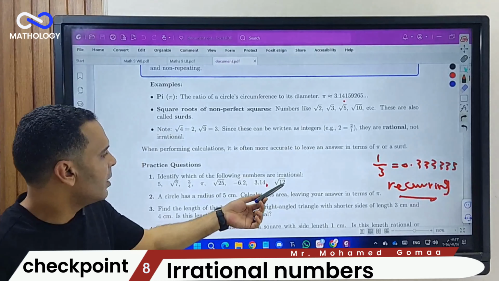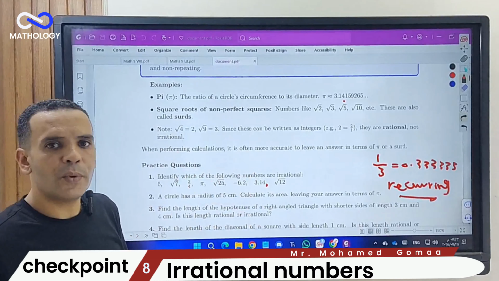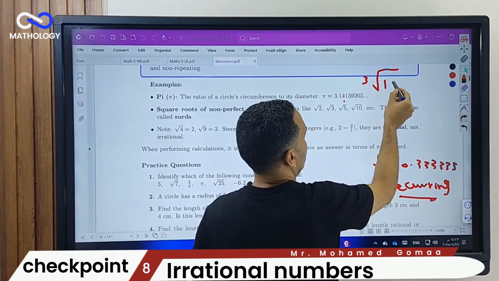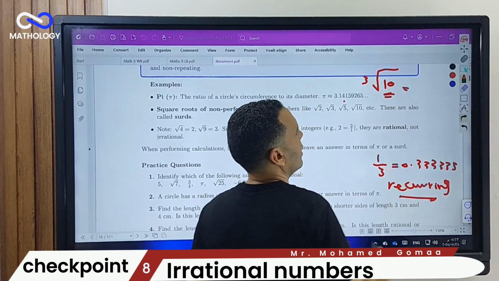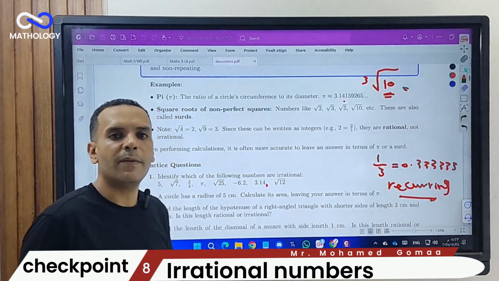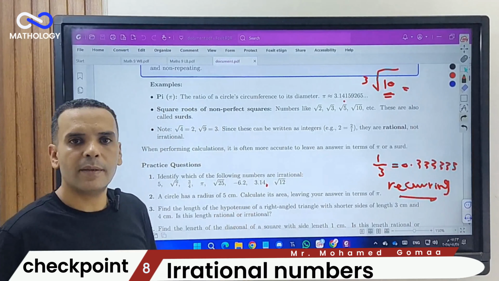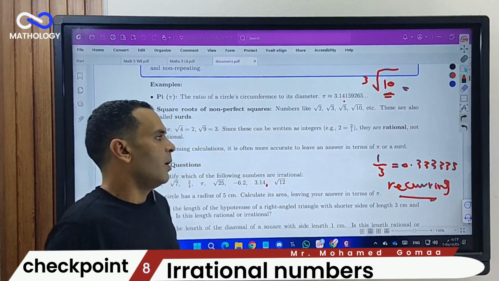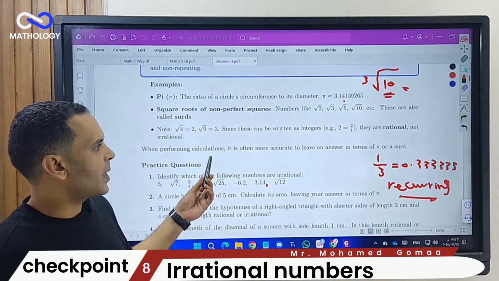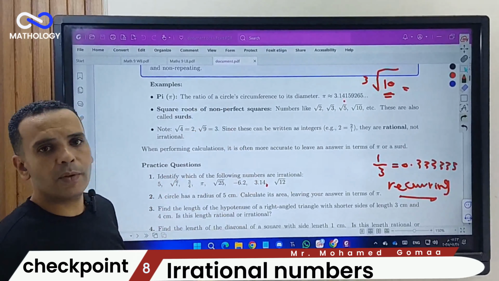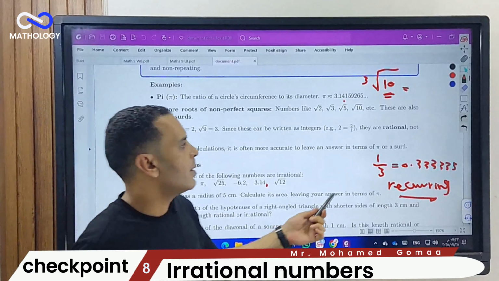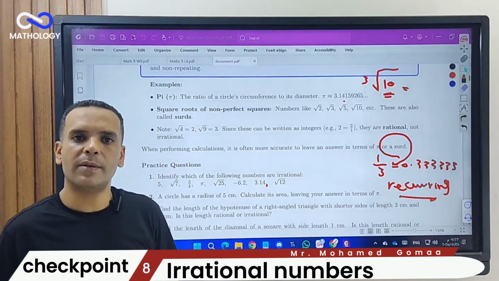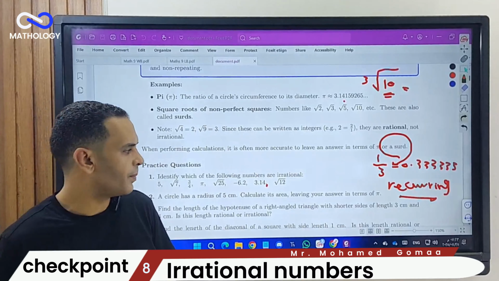We can use this idea with the cube root. Cube root of 10. 10 is not a cube number. There is no number multiplied by itself 3 times to get 10. So cube root of 10 is an irrational number. We can name these numbers, or irrational numbers, surds. Like this one, surd. Surd means irrational number.